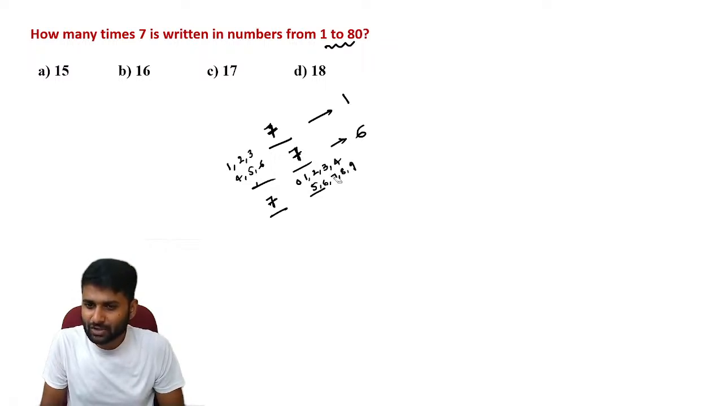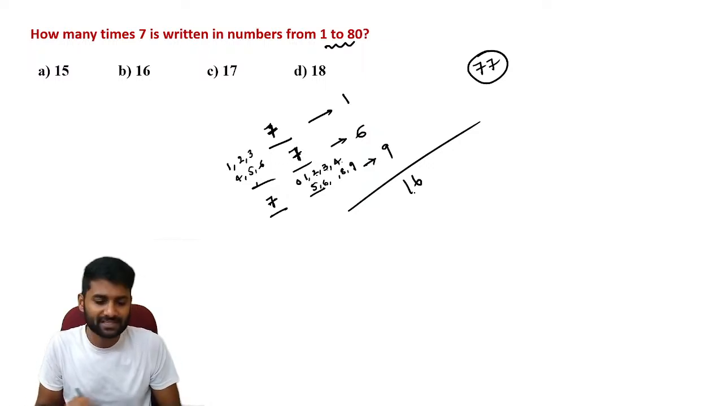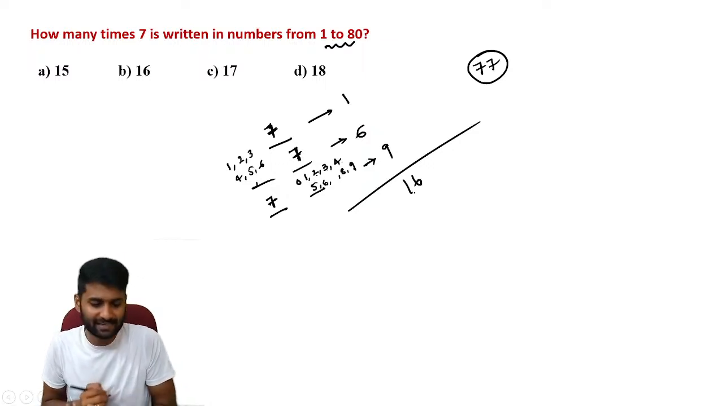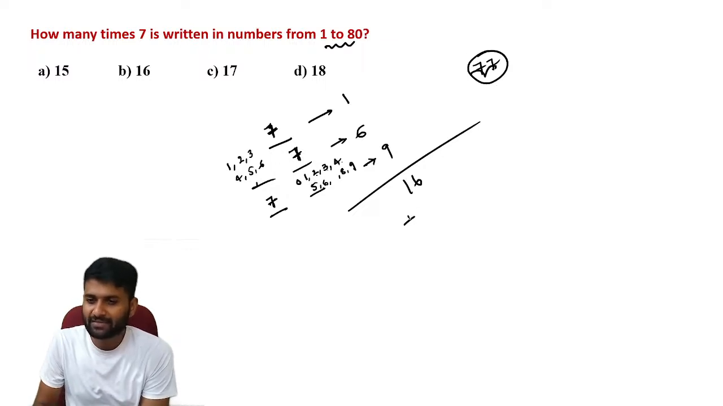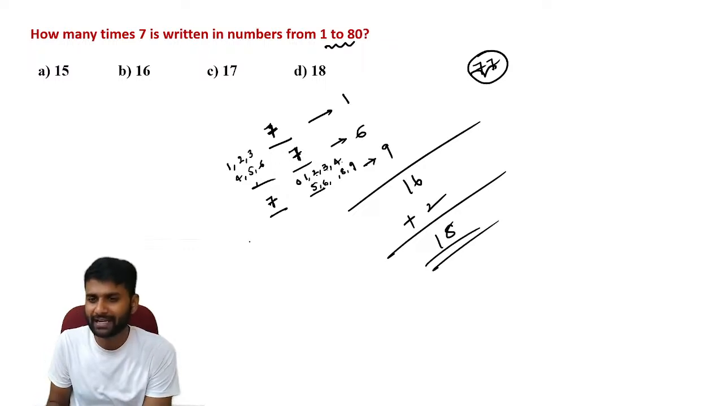Let's exclude 7, so we are not considering 77 in the entire calculation. Let's go through that: 1, 2, 3, 4, 5, 6, 7, 8, 9. So in total you can see 9 numbers. Till now, if you go through the calculation, in total you can write 7 sixteen times in different numbers. Here 77 we already excluded. 77 represents 2 sevens. That's why the total number of sevens from 1 to 80 is 18.